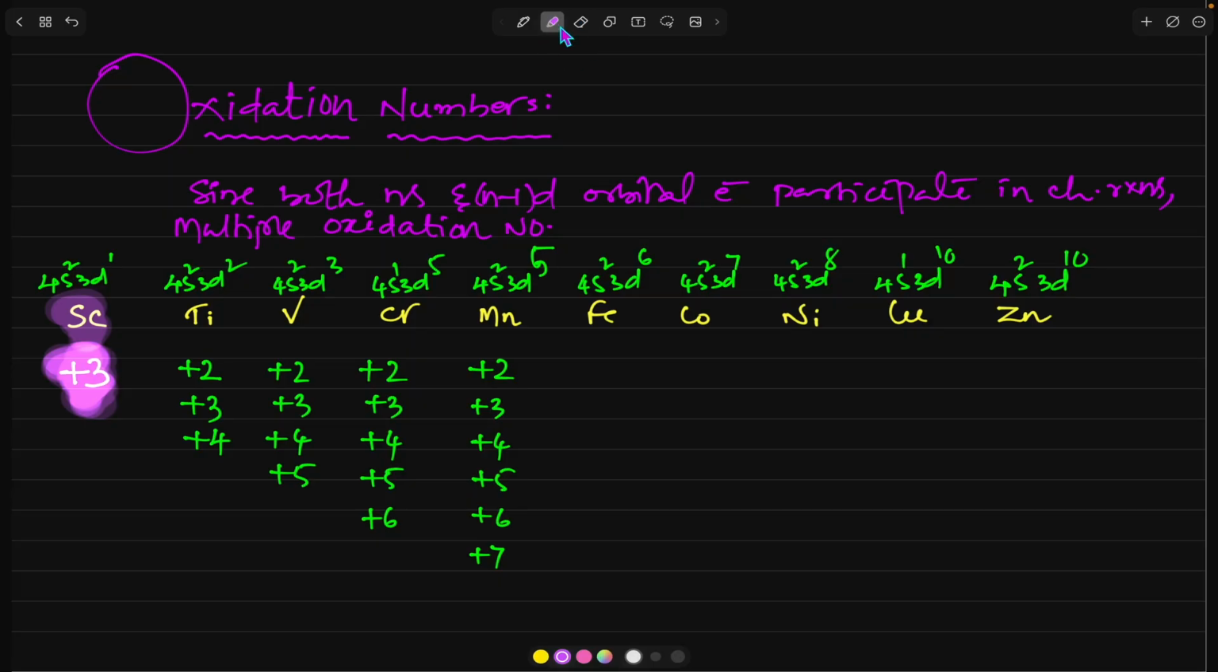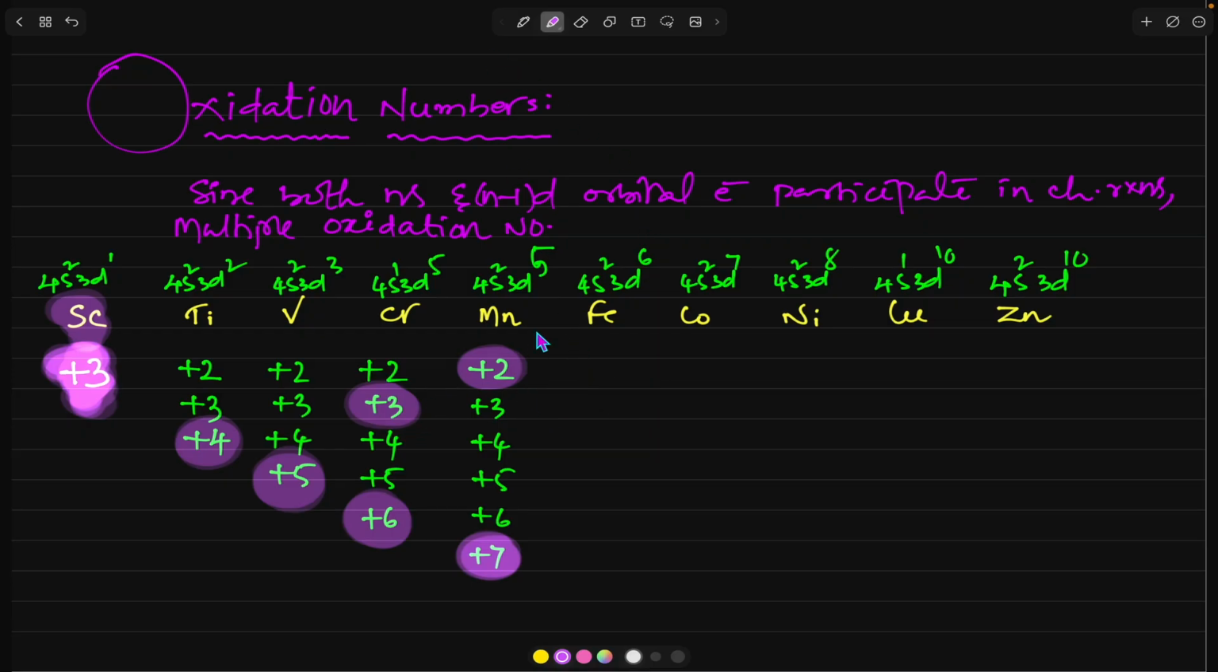Manganese is the 5th member of the 3d series. So scandium is the special one, you have to remember. For titanium, +4 is the most stable oxidation number. For vanadium, +5 is the most stable. For chromium, +6 is the most stable along with +3. For manganese, +7 is the most stable because it's a strong oxidizing agent. Along with this, +2 is also stable for manganese.